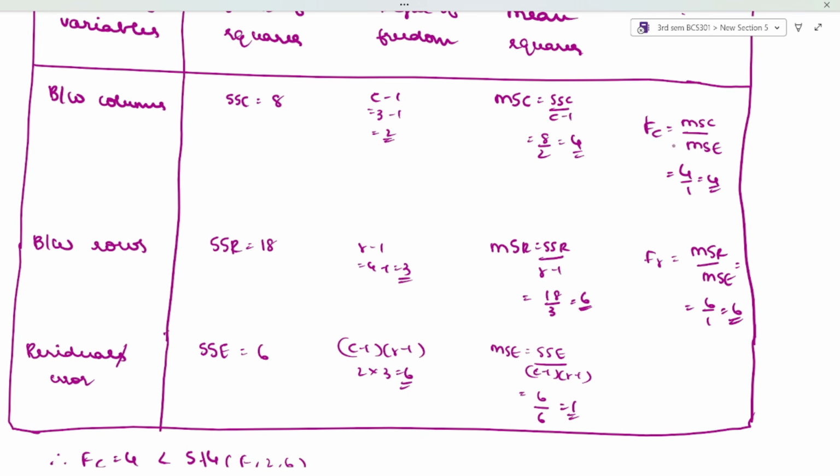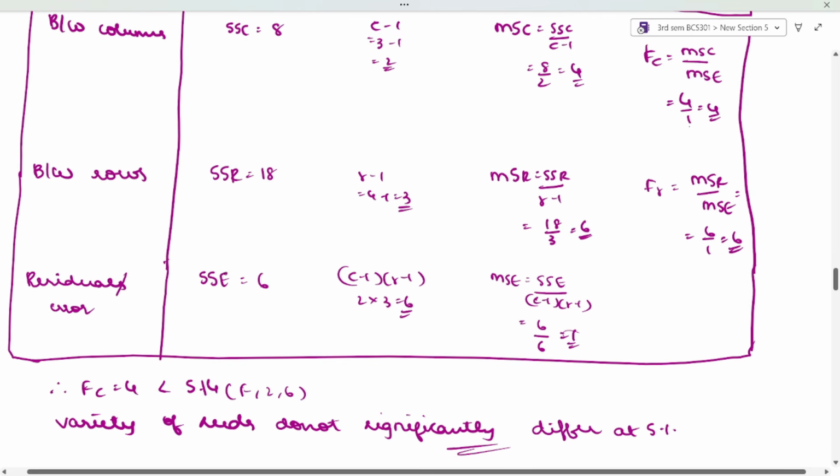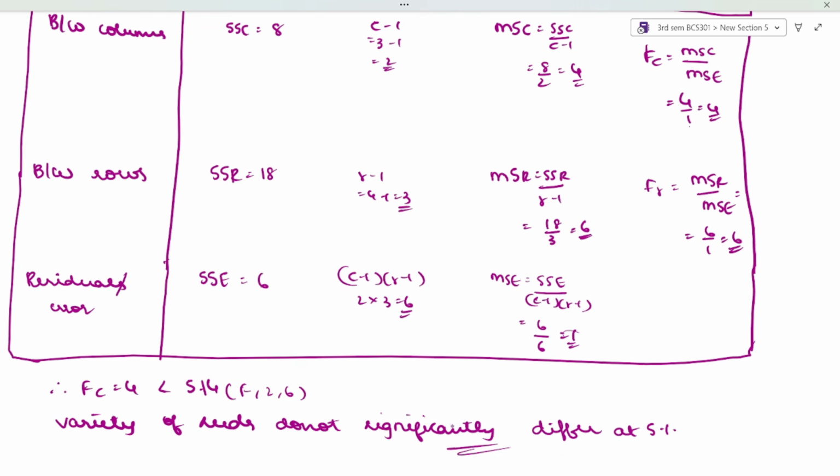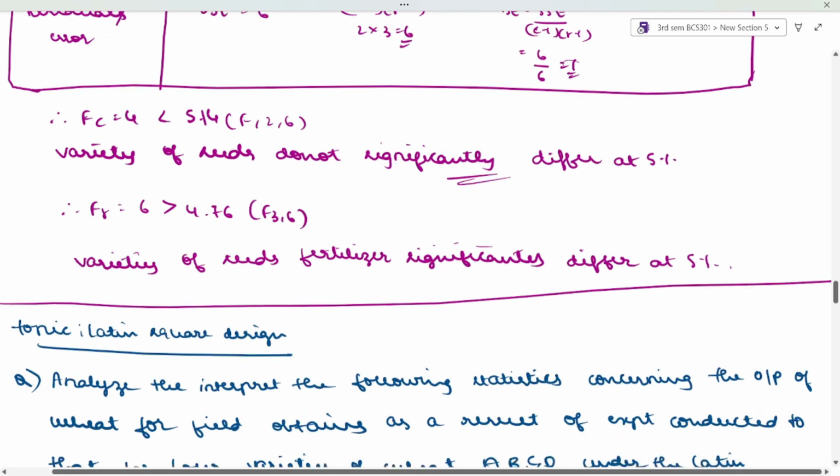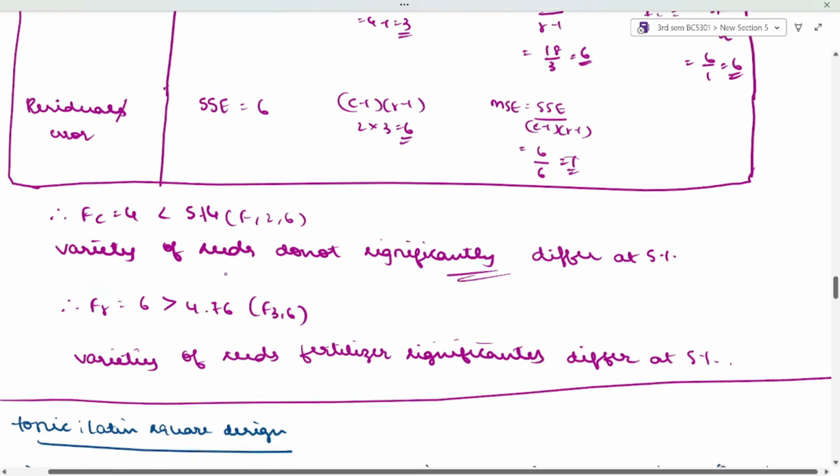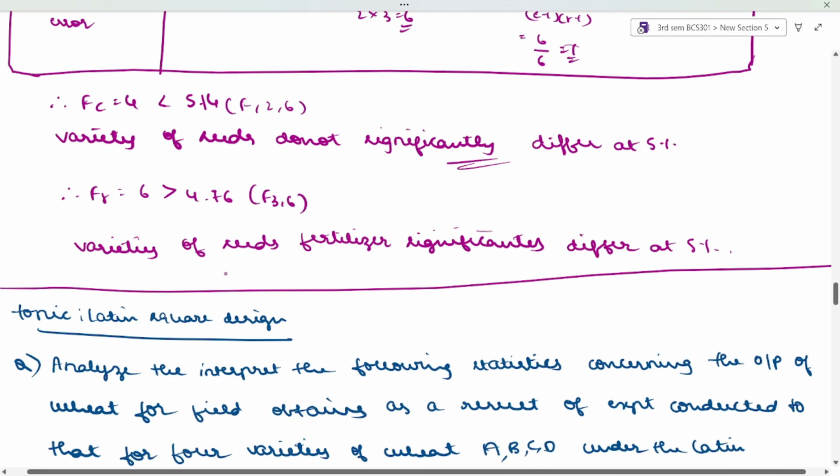MSC you will find out SSC divided by this value, SSR divided by this value, SSE divided by this value. Now in order to find the F ratio, you will take here, which is lesser here, MSE, right? MSE you will take 1, divided by MSC, MSR by MSE, you will get it as 1. Here the formula is MSE, so you will take it as 1. That is how you found out the value of FC is what? 4. It is less than 5.14, which is given. So you will say that it is not significantly differ. But here 6 you got for FR, that is greater than the value of 4.76. That will be differ. That is fertilizer differ at 5% level.